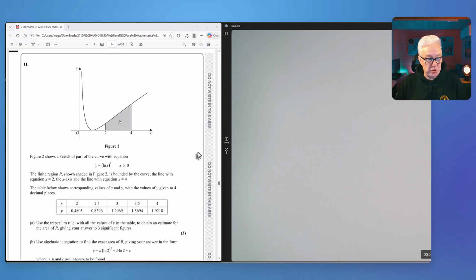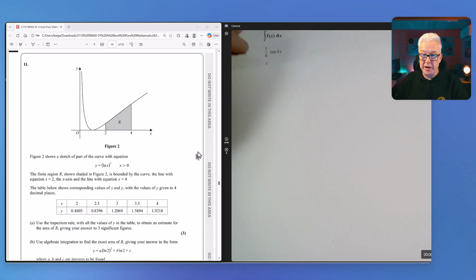So it says figure 2 shows the sketch of part of the curve with the equation y equals ln²x. The finite region R shown shaded in figure 2 is bound by the curve, the lines with the equation x equals 2 and x equals 4. The table below shows the corresponding values of x and y with the values of y given to 4 decimal places. Use the trapezium rule with all the values in the table to find an estimate for R.